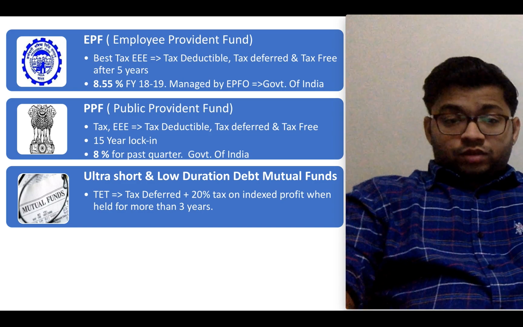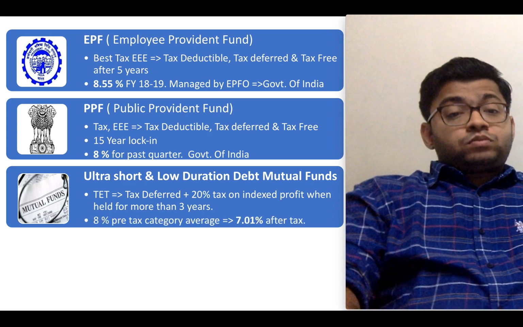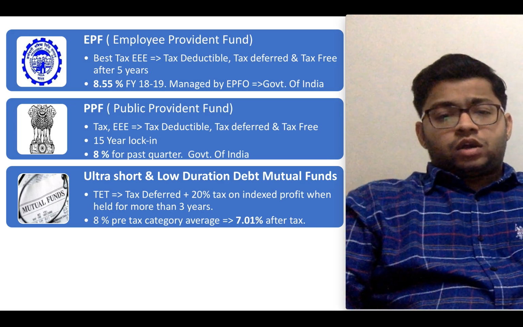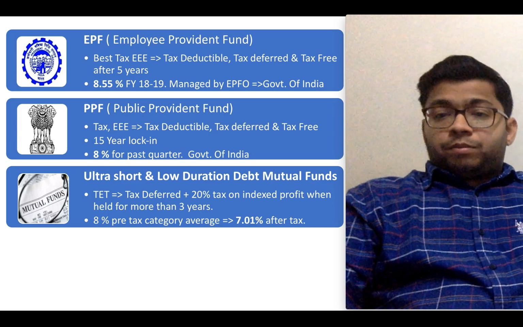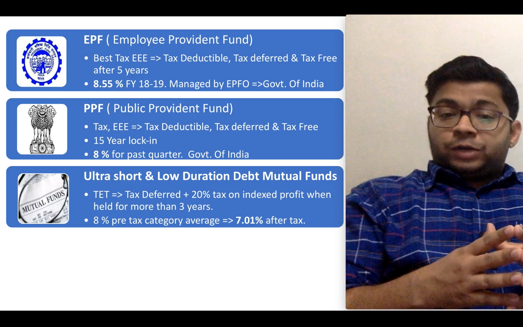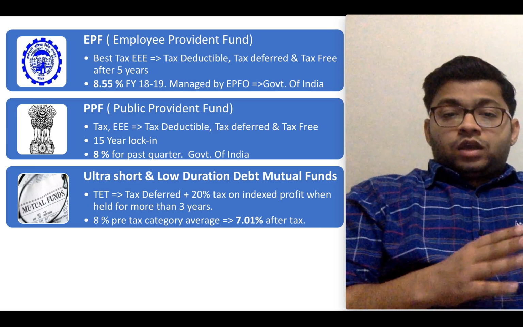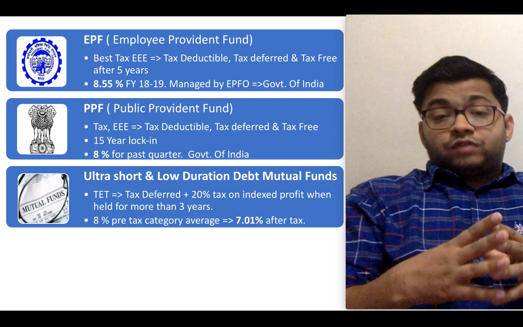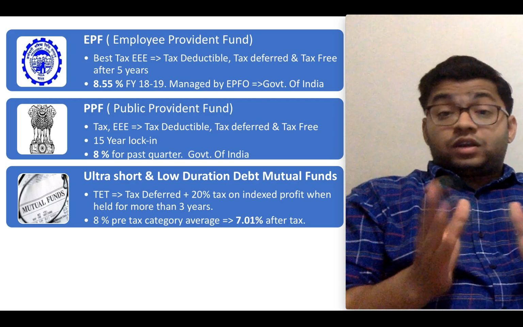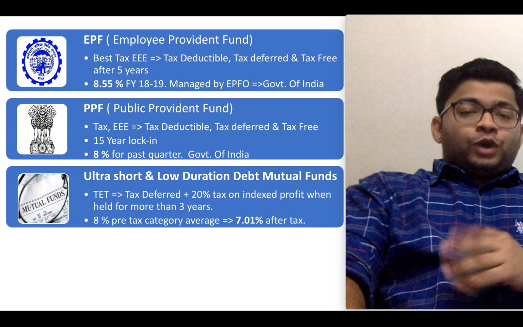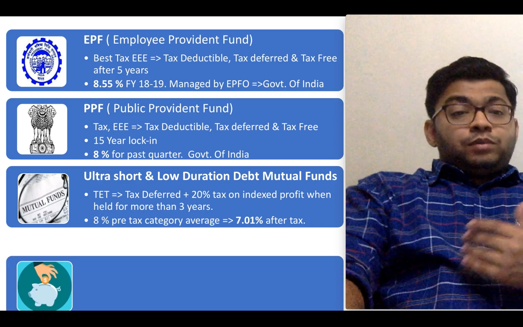So I have some numbers for you for this. If you take a category average from Value Research or Money Control for the past 3 years, the typical average is around 8%. And if you consider the inflation adjusted piece, your actual return will be around 7%, which is still a very decent rate of return. And now let's come to the last one, which is the most used one.